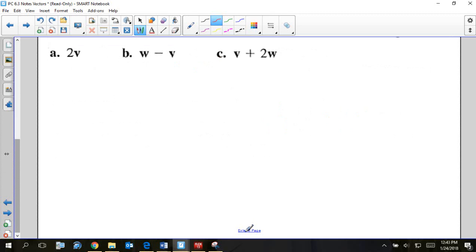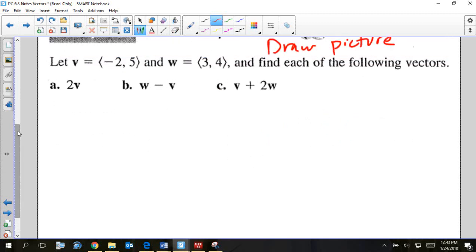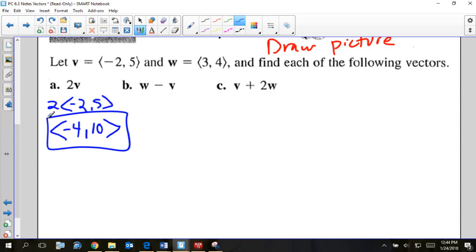So we'll start with a. It says do 2v. That's a scalar, so we're just going to take 2 times the component form <-2, 5> of v. With a scalar, you just multiply each thing by 2, and we get <-4, 10>. That's a challenging one, huh?